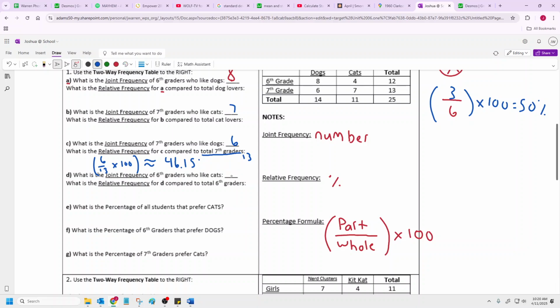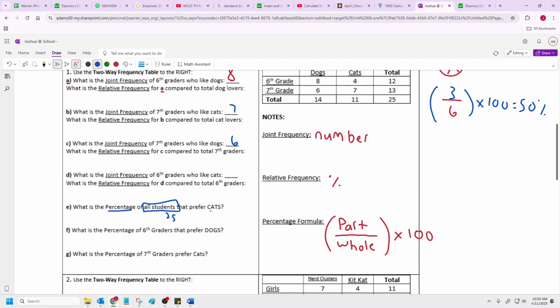I'm going to let y'all figure out D on yourself because I don't want to keep working these. I want to go to E, F, and G. Now let's look at the wording on E, F, G. What is the percentage of all students? How many students did we interview? All students? Y'all, we interviewed 25.